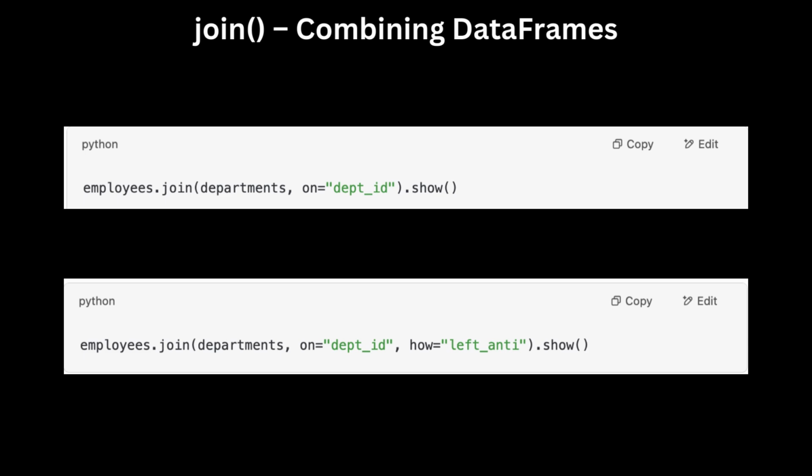Joins are a cornerstone of big data processing. Whether you're filtering records, enriching datasets, or identifying anomalies, understanding the various join types gives you massive flexibility and power.